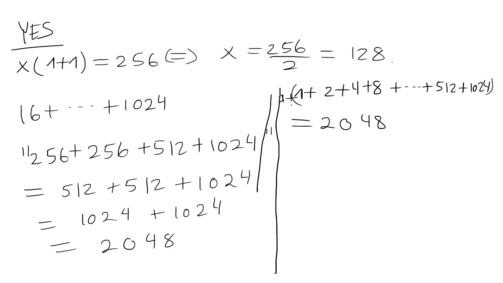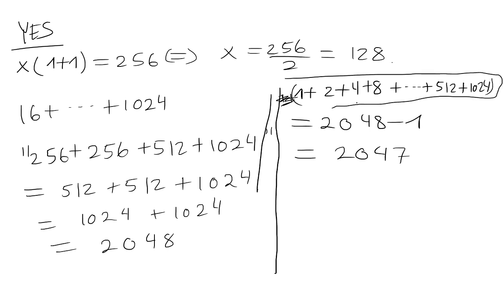So if we want to figure it out without the 1 added, we simply subtract the 1 here, which equals 2047. So we have figured out that the sum of the original geometric progression, 1 plus 2 plus 4 plus 8 plus 16 plus all the way up to 512 plus 1024, is simply equal to 2048 minus 1, which equals 2047.